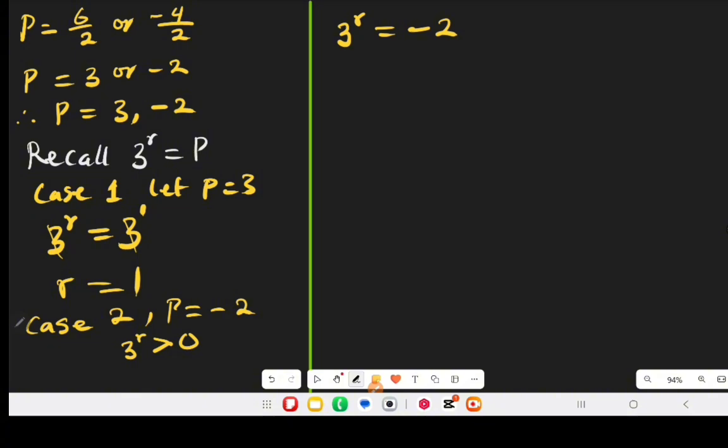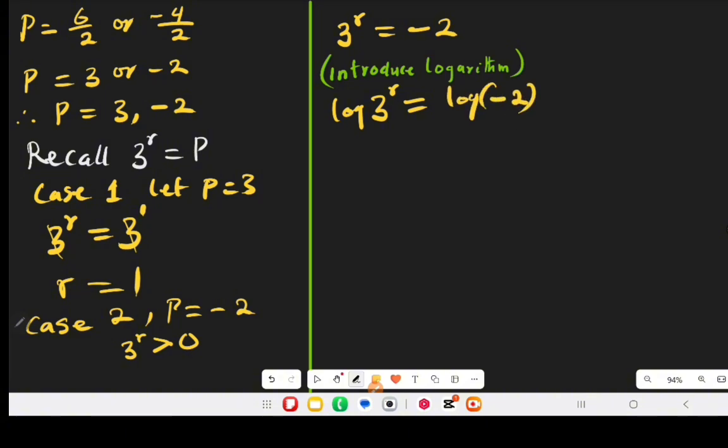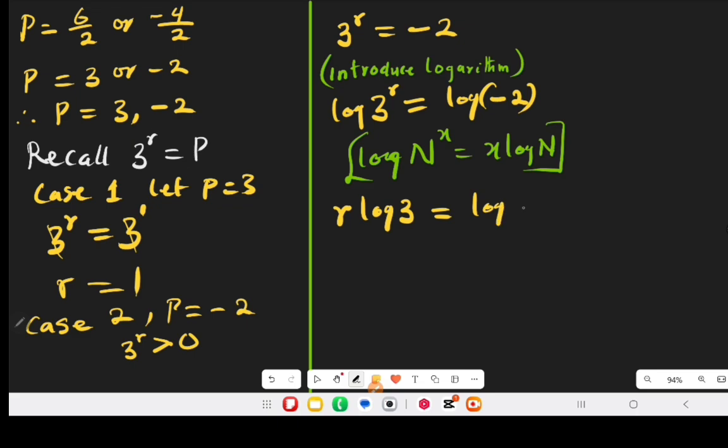What we do, we introduce logarithm. When we introduce logarithm, we have log of 3 raised to the power of r equal to log of minus 2. Then in the laws of logarithm, we have the power law, where log of n raised to the power of x can be expressed as x log n, meaning x will just come down and multiply the log. If this is true, the left-hand side will be r log 3 equal to log of minus 2.